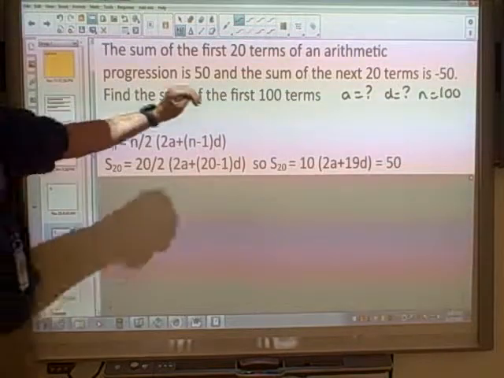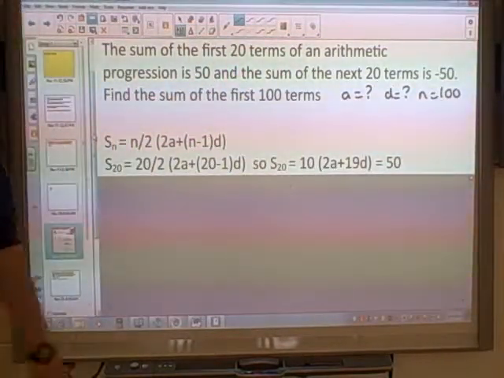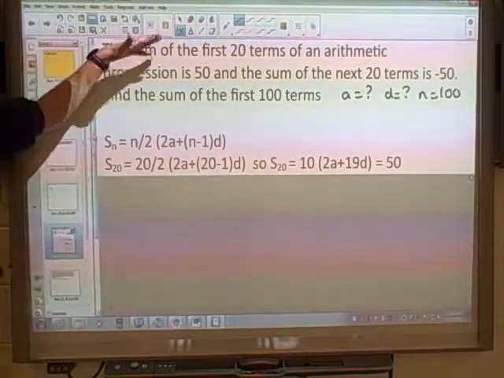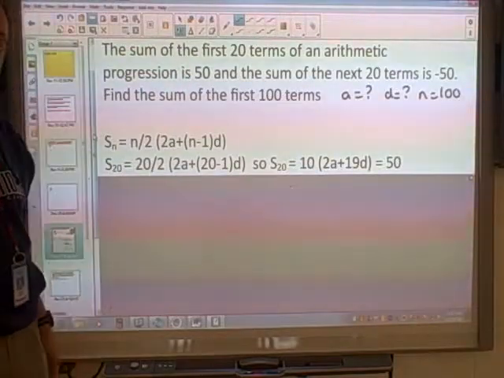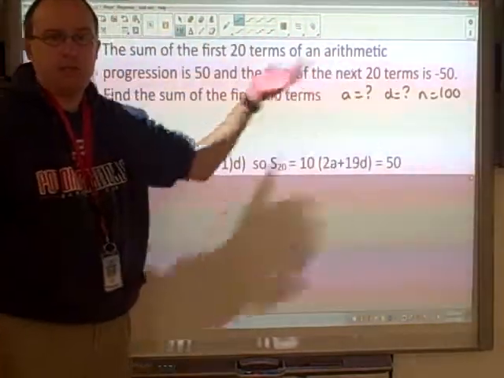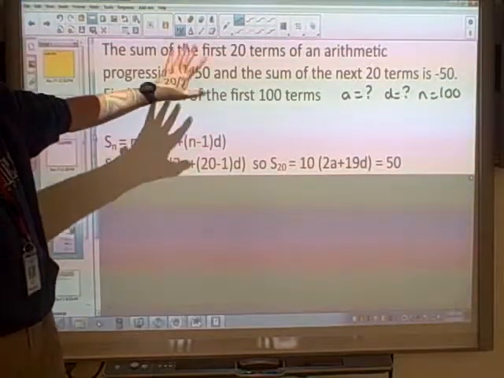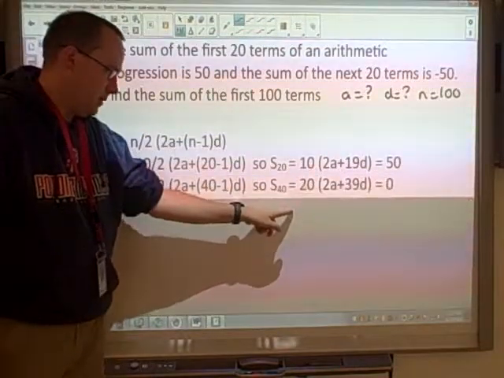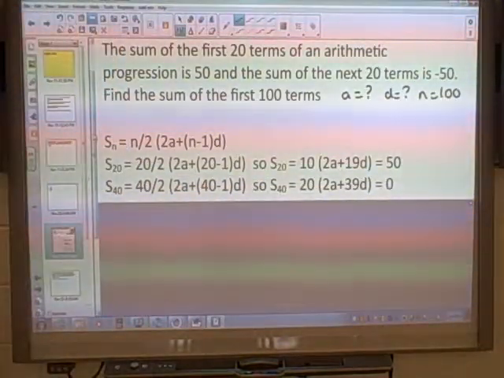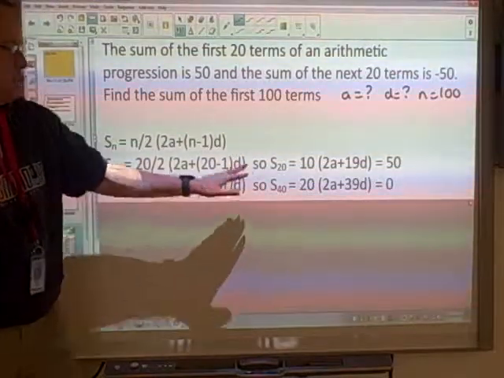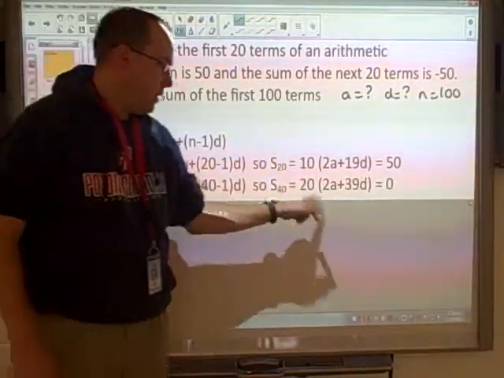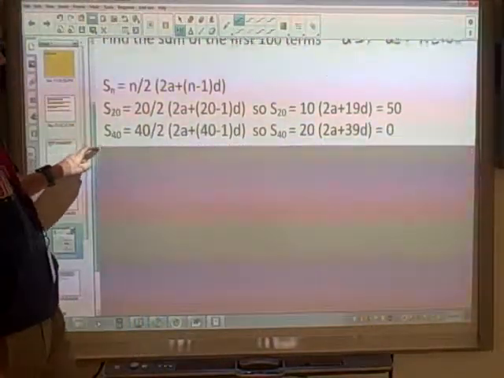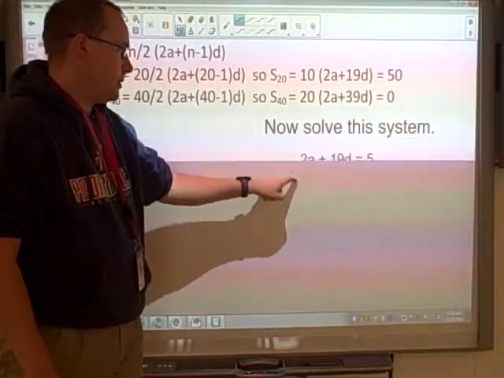Now the next part is slightly strange. It says the sum of the next 20 terms. In other words, that's terms 21 through 40. We don't have any formulas for that, but if we combine these two together, then what we have is the first 40 terms. The first 20 terms and the next 20 terms gives us the first 40 terms. Also, if we add those together, 50 plus negative 50 gives us 0, and that's where our second equation comes from. We look at the first 40 terms, plug in n equals 40, simplify, and for this one also we can divide both sides by 20, and end up with 2a plus 39d equals 0. So we have our system of equations.